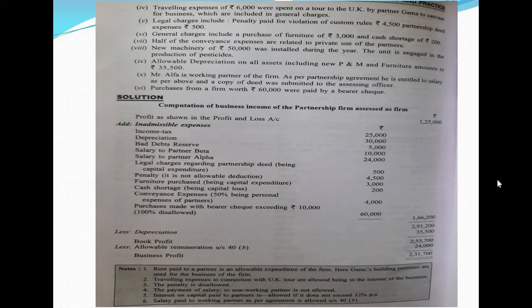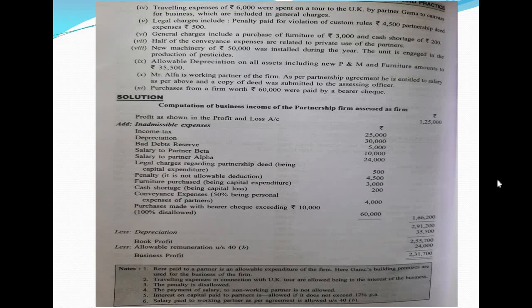Then you have to deduct depreciation, which is calculated under the Act, that is 35,500 from adjustment number 9. Then after deducting, you'll get 2,55,700. Then you have to deduct the allowable remuneration under section 40B, that is the remuneration for Mr. Alpha, who is a working partner, that is 24,000. So the business profit will be 2,31,700.